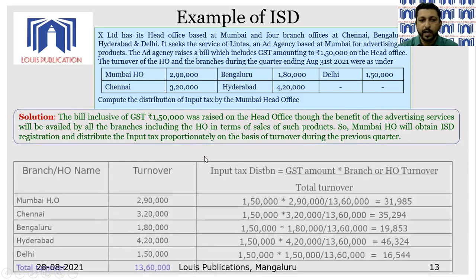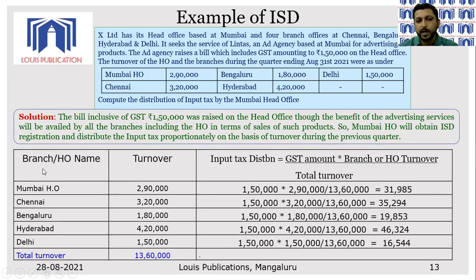Now let's understand the breakup. We prepare 3 columns. One is the branch or head office name. So I record over here Mumbai head office. Then we record Chennai, we record Bengaluru, we record Hyderabad, and we record Delhi. Second column is the turnover.